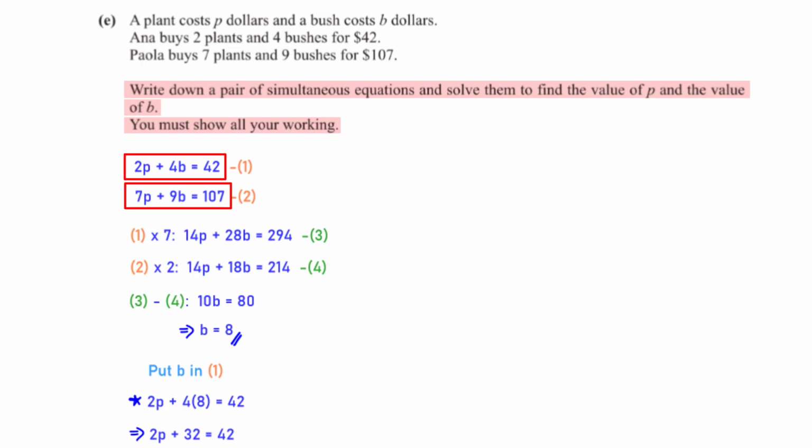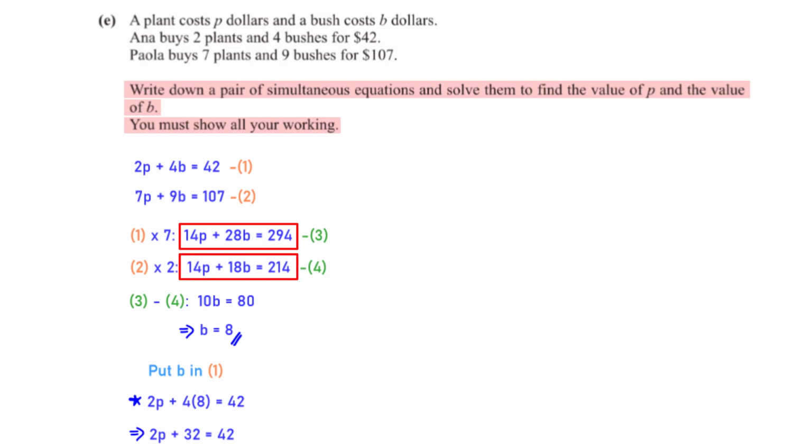We will be using the elimination method to solve the equations. We want to start by eliminating p. So we multiply equation 1 by 7. This gives us 14p plus 28b equals 294, which we've labeled as equation 3. Then we multiply equation 2 by 2. This gives us 14p plus 18b equals 214, which we've labeled as equation 4.